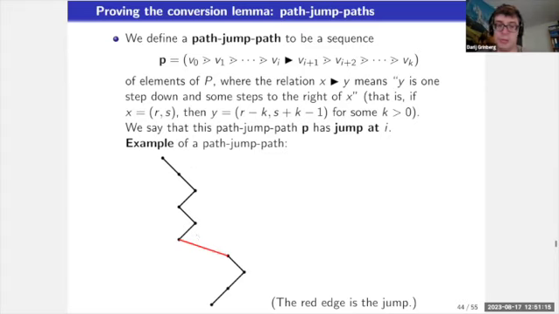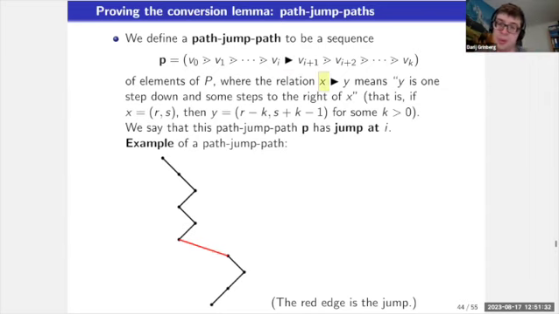So what is a jump? Well, let me explain it formally. The path part is here and here. The jump part is here. This is a different relation. This is not covered. This is not just going a little bit down.